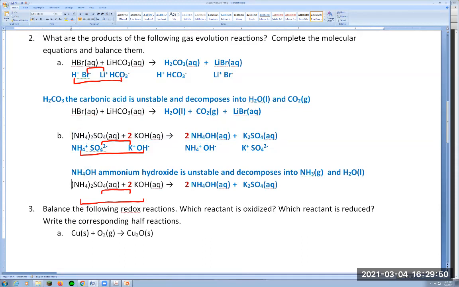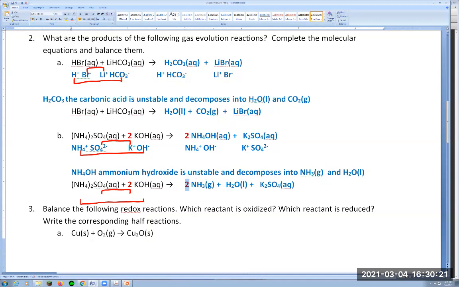You're developing a gas, and this is changing into ammonia plus water. So let's put the O on this side and have a 2 there. And water is a liquid. So we make water, and then ammonia. And ammonia is a gas, which is the reason why this is a gas evolution reaction again, right? Because we are making a gas.